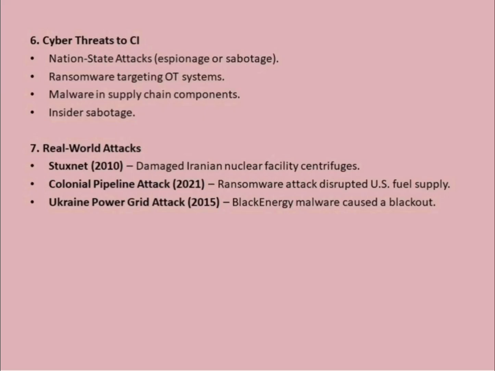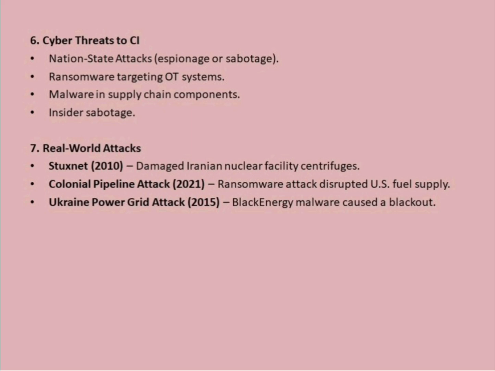Let's look at the cyber threats to critical infrastructure, CI, and real-world examples of such attacks. Cyber threats to CI come from different sources and can cause major disruptions. Nation-state attacks are often carried out by one country against another for espionage, stealing sensitive information, or sabotage, damaging systems. These are highly sophisticated and can target power plants, defense systems, or government networks.